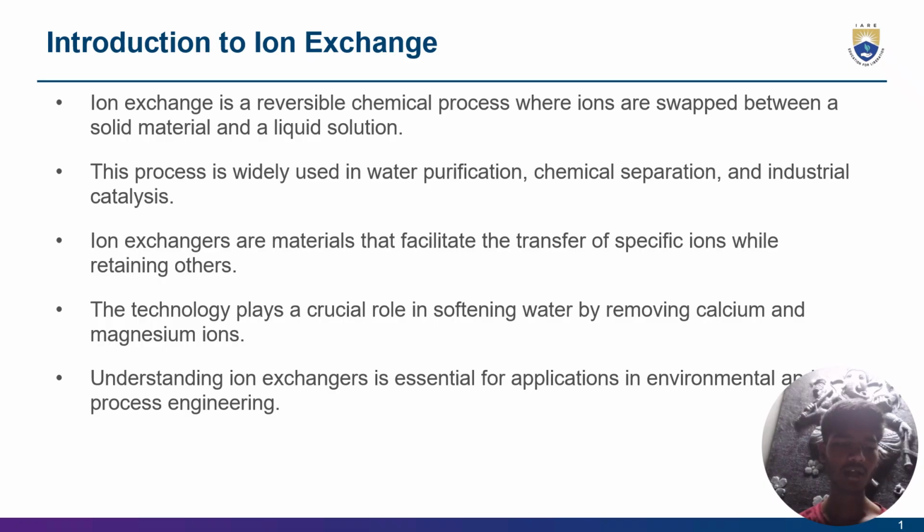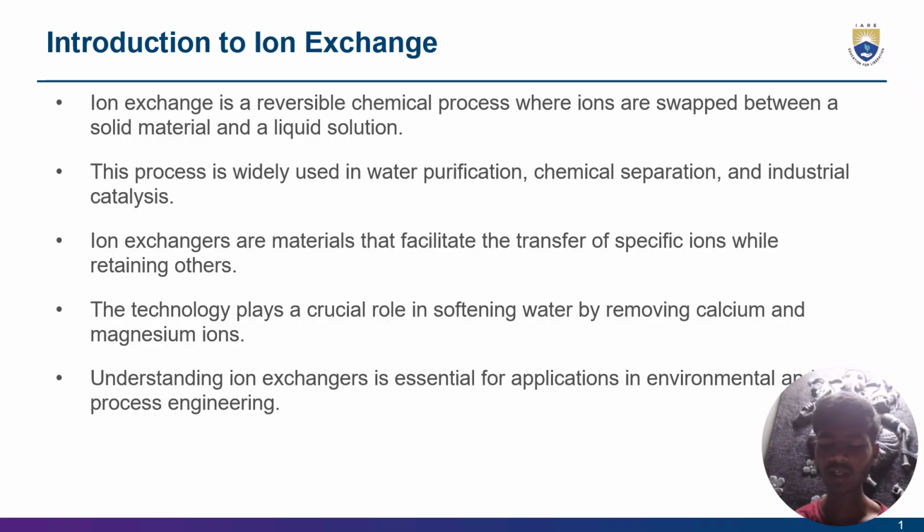Introduction to ion exchange. Ion exchange is a reversible chemical process where ions are swapped between a solid material and a liquid solution. This process is widely used in water purification, chemical separation, and industrial catalysis.